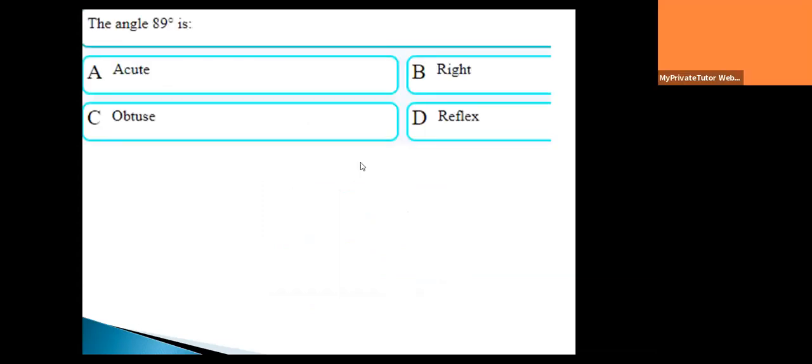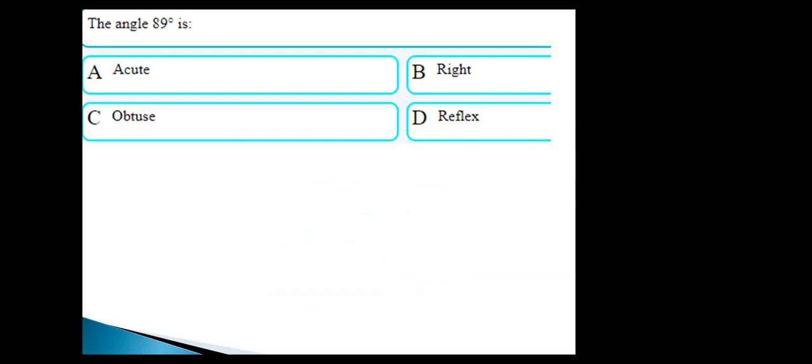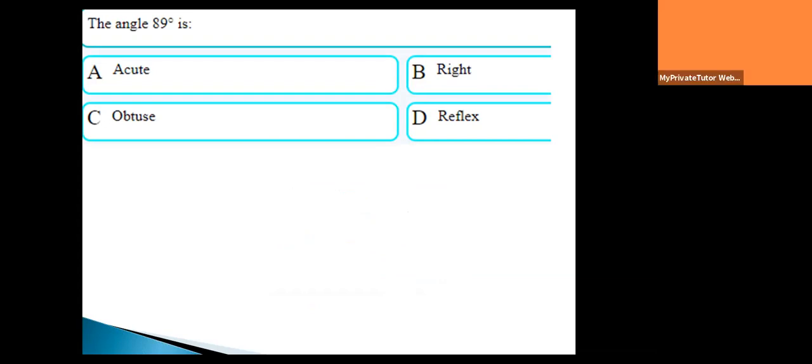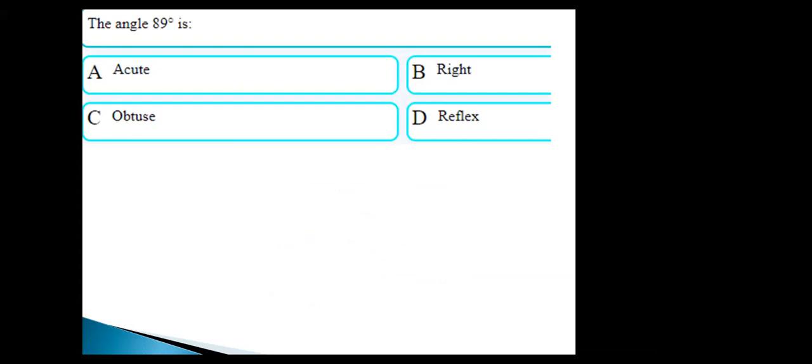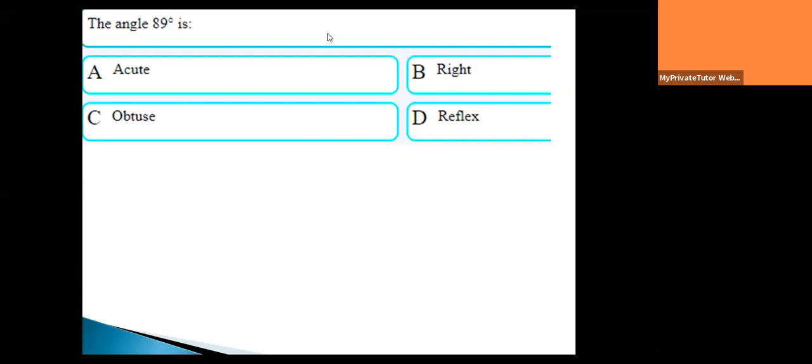So I have a few questions to try. Very few today. What is 89? I think I already asked you the same question. What is 89? And can anyone tell me the quadrant as well? Right angle or obtuse? Acute, less than 90, right? So acute. Okay, acute, very nice. And the first quadrant, I think everyone agrees to that as well.